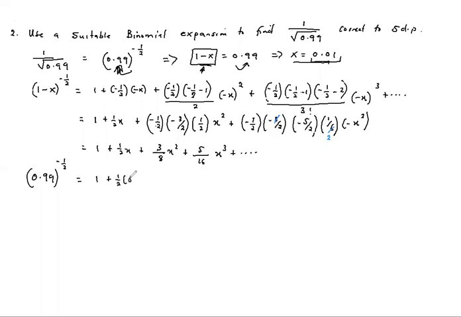So you have 1 plus half of 0.01, plus 3 over 8 of 0.01 squared, plus 5 over 16 of 0.01 to the power 3. So approximately, this value is going to be 1 plus 0.0. That is when you divide 0.01 by 2, is 0.005. Then you put a 0 on the 1 so that you get 5.